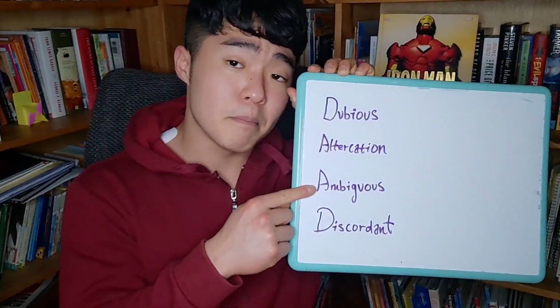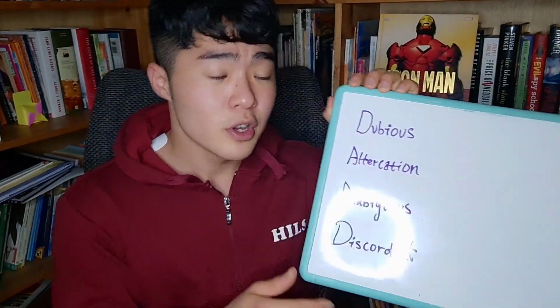Beginning with ambiguous. All right, so ambiguous, or ambiguity, ambiguous means quite unclear, left in the air, a mystery, not really transparent.